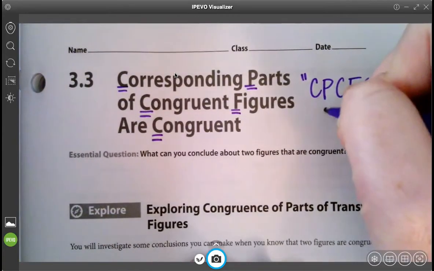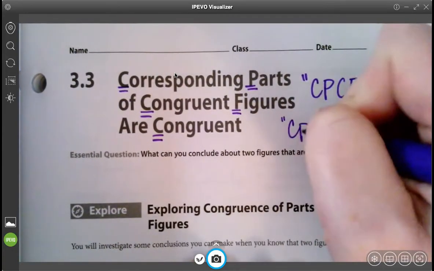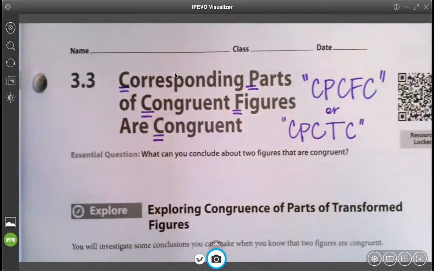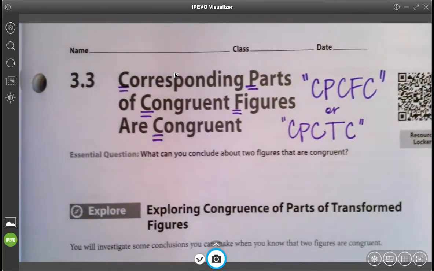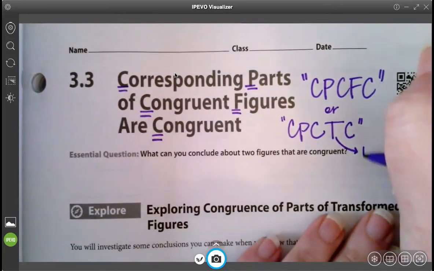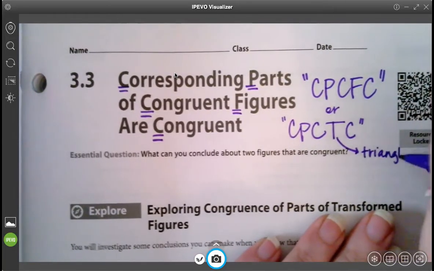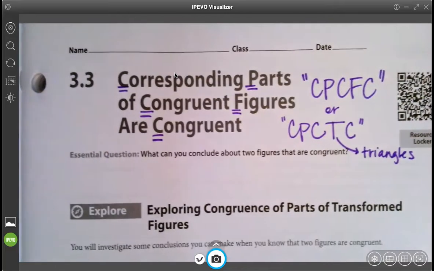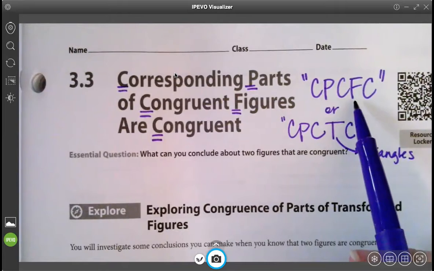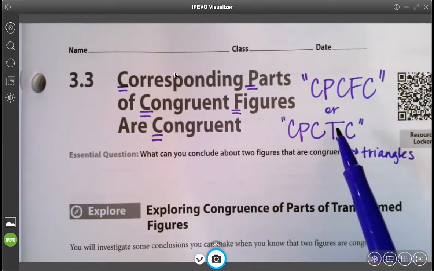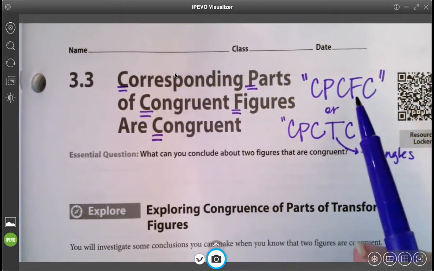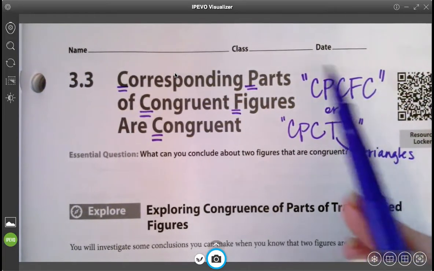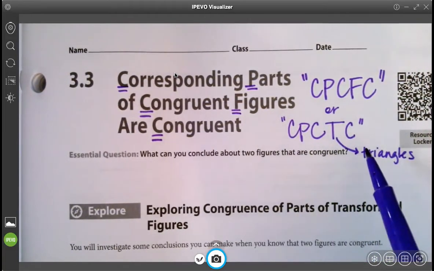Another thing that you will also see is CPCTC. It means exactly the same thing, but instead of F for figures, we have T for triangles, because we do a lot with triangles in geometry. And so sometimes they would specifically say corresponding parts of congruent triangles are congruent. But really, it means the same thing. A triangle is a figure. So as long as you get CPCFC, you're not going to get it wrong if the suggested answer is CPCTC, because, again, triangles are figures. So this is a bigger category than this one down here.